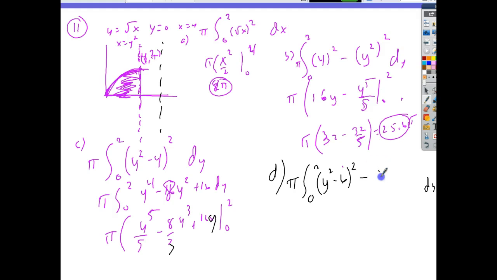4 minus. Well, it's not even y squared. What am I going around? 6. Now the reasoning behind that is, by the way, this distance right here is going to be the radius of your inside shape, right? So it's 4 minus 6 the whole entire time because it's going to be 2, right? And then I do that whole thing squared.